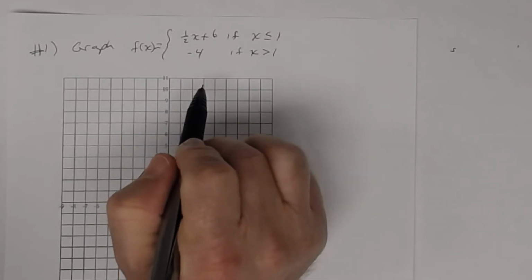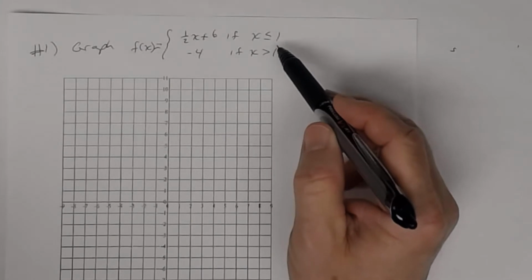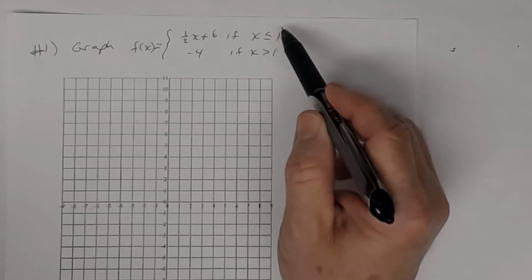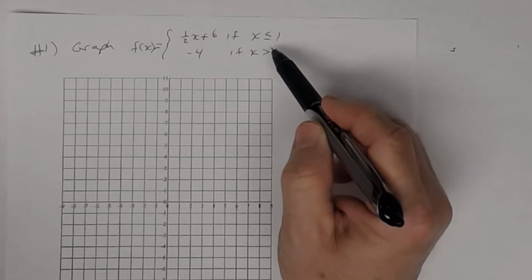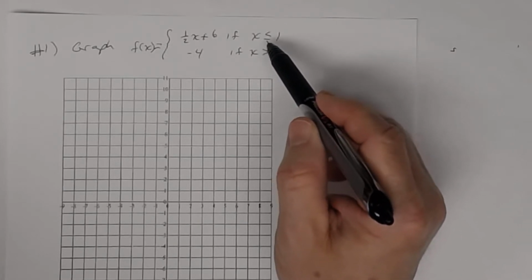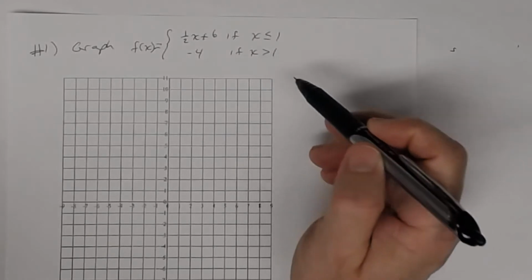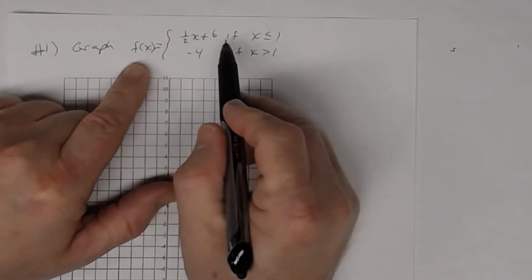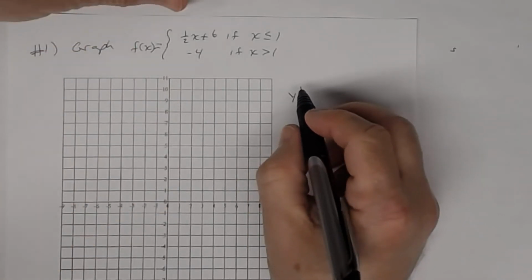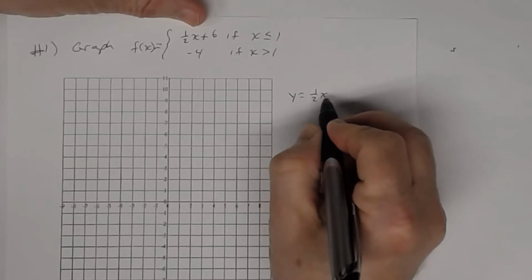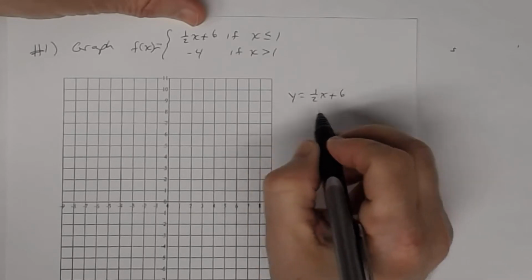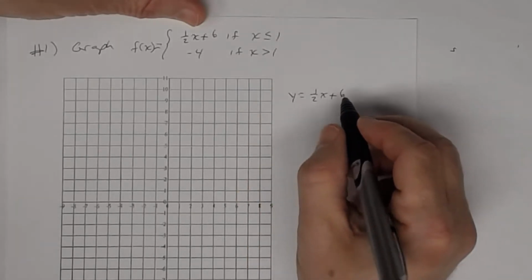Word of advice: whenever you graph these piecewise functions, always make sure you use the number you see at the boundary, whether it's included or not, whether there's an equal sign or not. All right, so here's the way I would do this. Let's start with the first one. I'm going to write y instead of f(x). y equals 1/2 x plus 6, and I want to find out what my output is when x is less than or equal to 1.